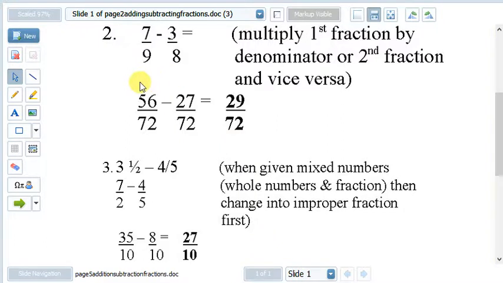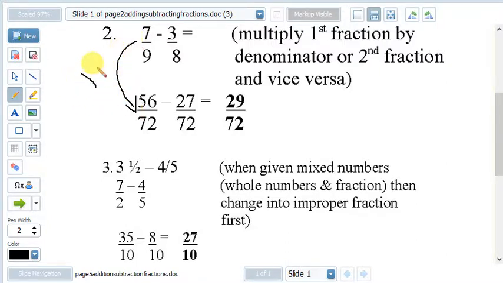Next example. So we've got 7/9, which is our first fraction, and 3/8, which is our second fraction. So we can't just take away in this case because the two denominators are different. So what we've got to do is times the first fraction by the denominator of the second fraction, and we times the second fraction by the denominator of the first fraction, which is 9.